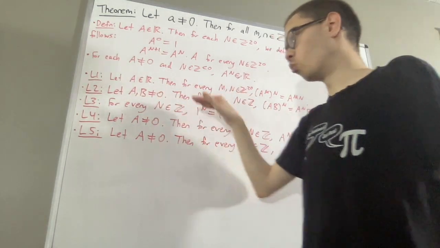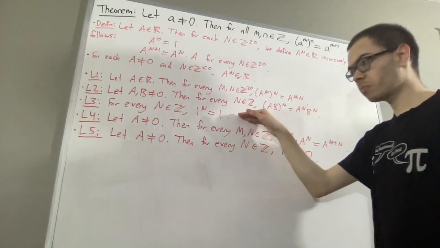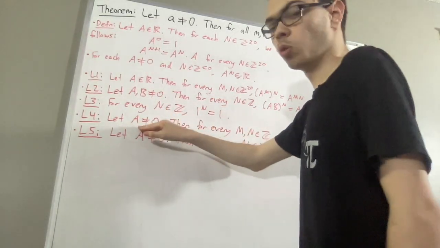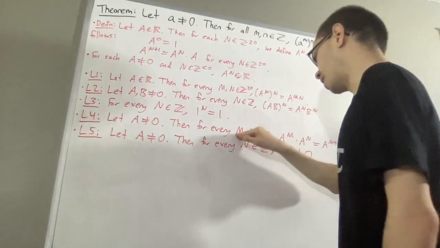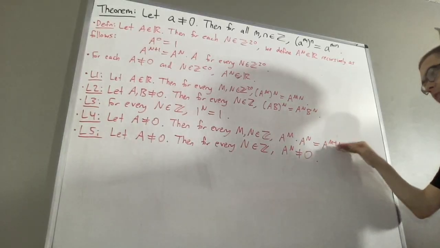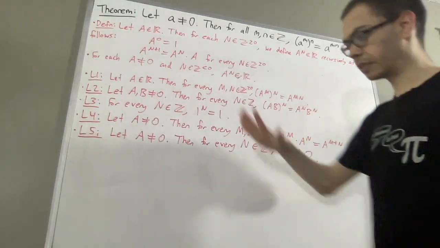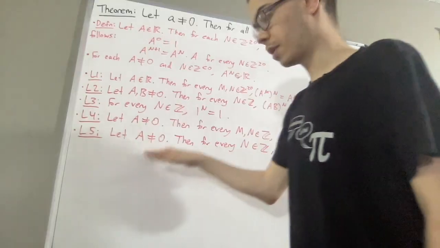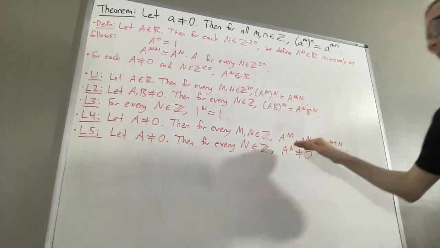For all integers n, 1^n is equal to 1. Let a be a non-zero real number. Then for all integers m and n, a^m times a^n is equal to a^(m+n). And finally, let a be a non-zero real number. Then for all integers n, a^n is non-zero.